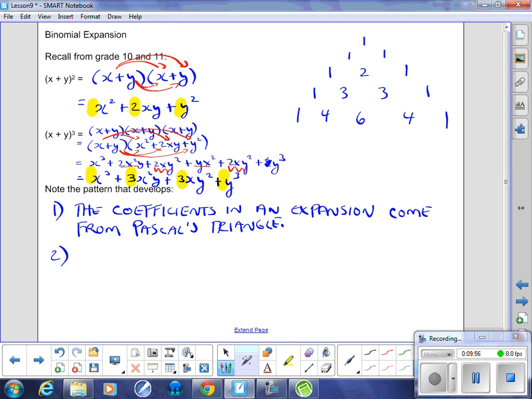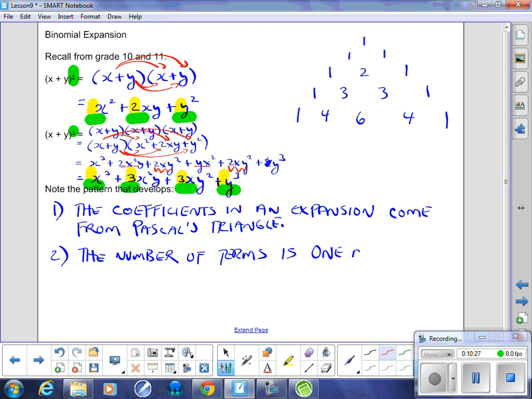Number 2, what else do you notice? Well, if you take a look at, change to green, here I had a squared, and I had 1, 2, 3 terms. Here I had a cubed, and I had 1, 2, 3, 4 terms. So the number of terms is 1 more than the original exponent.